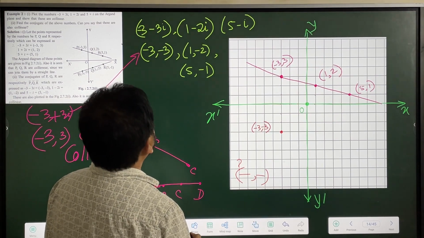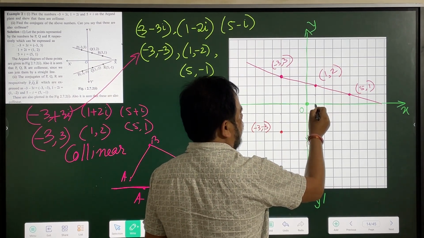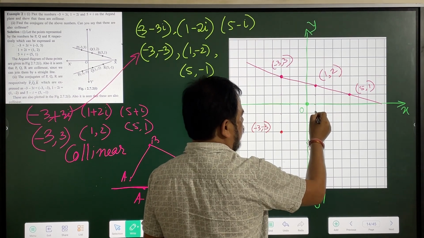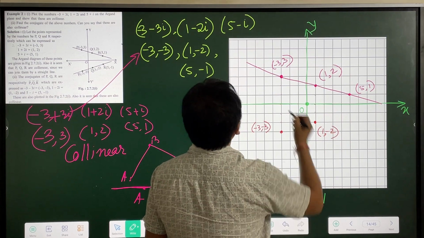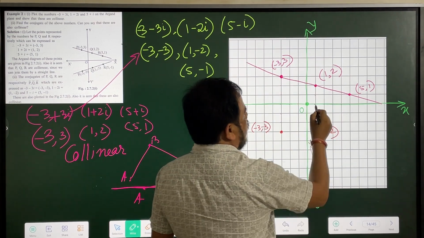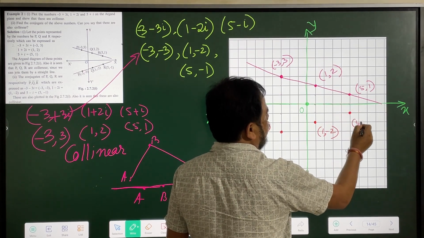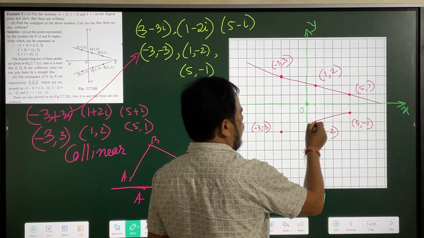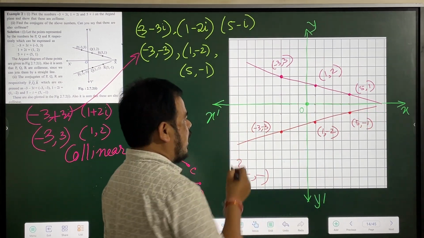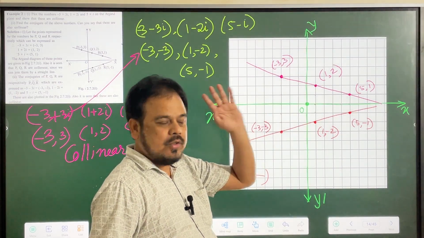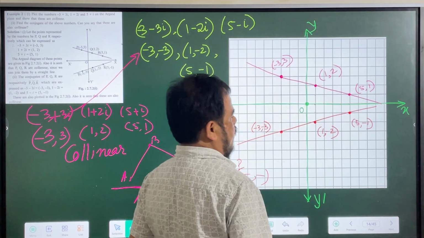Next 1, minus 2. This is 0; 1, minus 2, so y is down. 1, 2. This is 1, minus 2. Then 5, minus 1: 1, 2, 3, 4, 5, minus 1. This is 5, minus 1. If you join these points by a scale, then the line segment will pass through the points. So that is why it can be shown as collinear. These 3 points are also collinear.